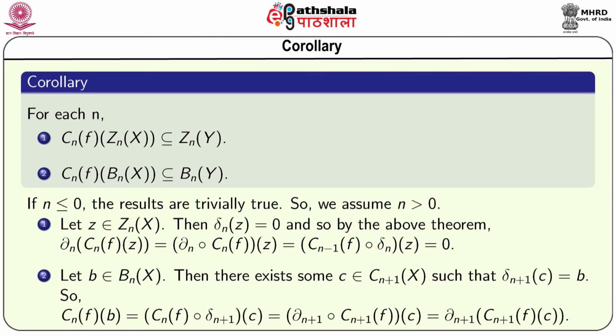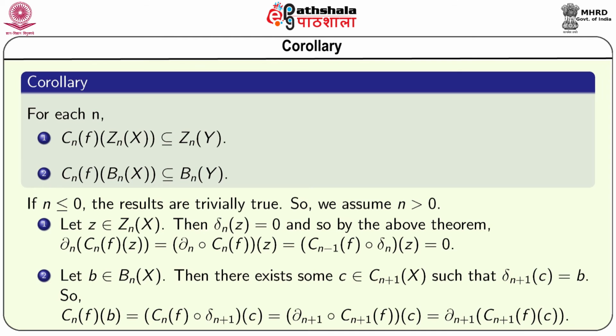So, the theorem says the commutativity of the diagram gives that del n C_n(f) z is equal to del n compose C_n(f) operating on z, and that is equal to C_{n-1}(f) compose delta n operated on z, and that is equal to 0. For proving the second part, we start with a point B from B_n(X). Since it is a point in B_n(X), there exists some C in C_{n+1}(X) such that delta n+1 C is equal to B. And so, C_n(f) B is equal to C_n(f) compose delta n+1 operating on C, and that is del n+1 compose C_{n+1}(f) operating on C, and that is equal to del n+1 C_{n+1}(f) C.